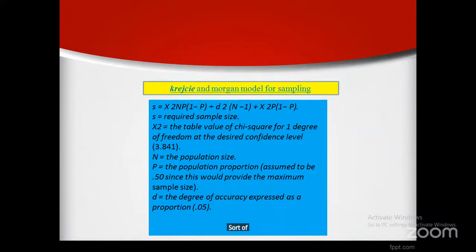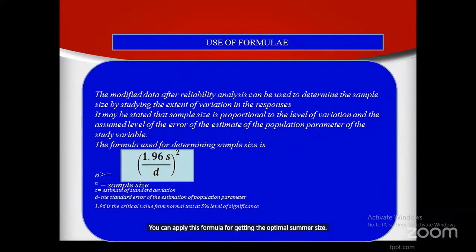Another formula, Krejcie and Morgan model of sampling. The formula is somewhat lengthier here, in which we have a chi-square table value at 5% level of significance or 1% level of significance. You can apply this formula for getting the optimal sample size. This is a very important formula. Optimal sample size, fixation of sample size: optimum N is equal to 1.96 standard deviation divided by D square.